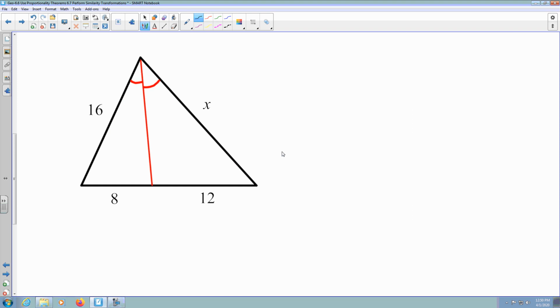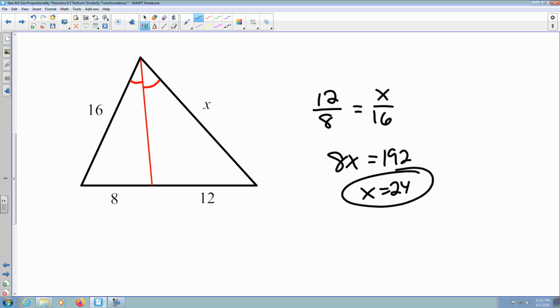All right, so now looking at this one here, again setting this up, it's going to be 12 over 8 is going to be proportional to X over 16. So do the cross products, I get 8X is equal to 12 times 16, which is 192, divide by 8, X is 24. Okay.